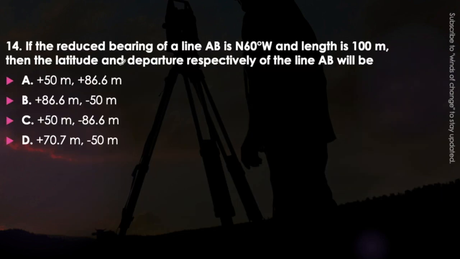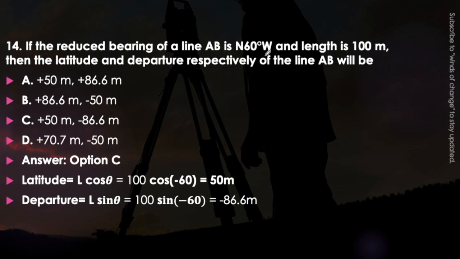Next question. If the reduced bearing of line AB is N 60 degree W and the length is 100 meter, then the latitude and departure respectively of the line AB will be 50 meter and 86.6 meter, 86.6 meter and minus 50 meter, 50 meter and minus 86.6 meter, or 70.7 meter and minus 50 meter. Okay, we have to find out the latitude and departure here. Just try to solve it. The length of line AB is 100 meter. The angle is N 60 degree W, that is towards the west side, and towards the right, that is towards the eastern side, it is positive, and towards the left, that is on the western side, it is negative. So the angle will be minus 60 degree in this case. So the answer will be option C.